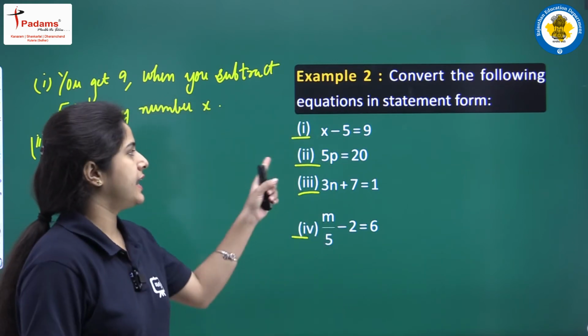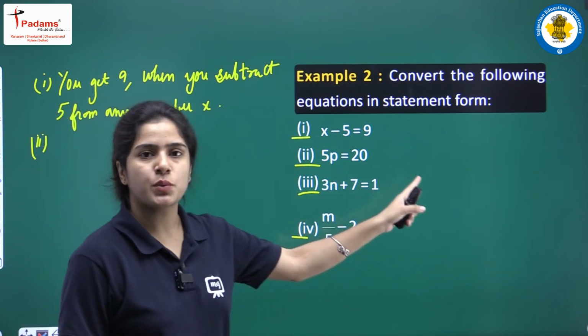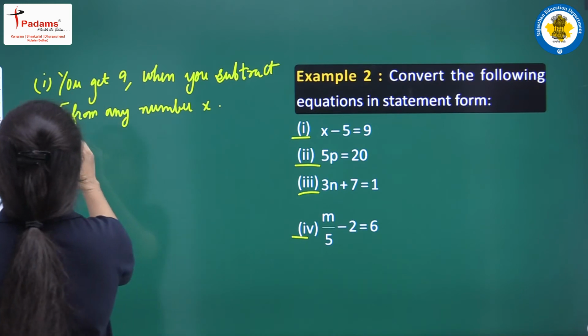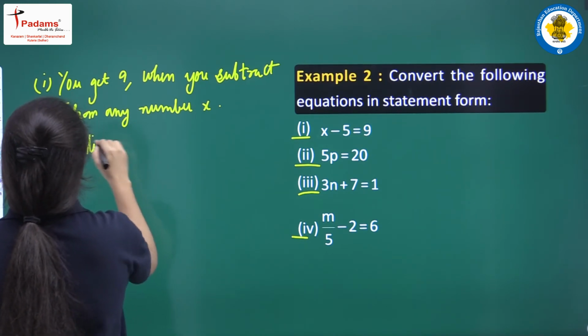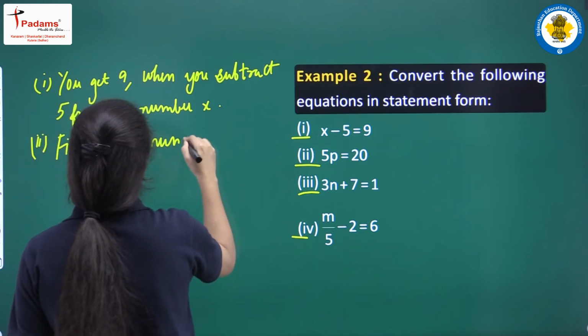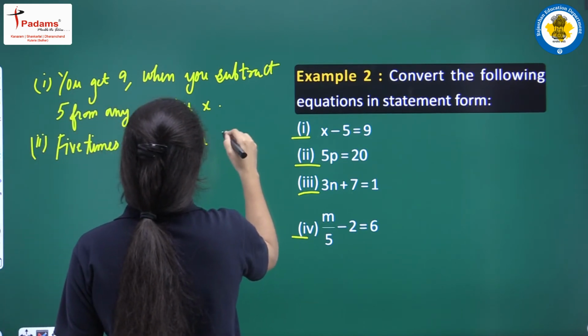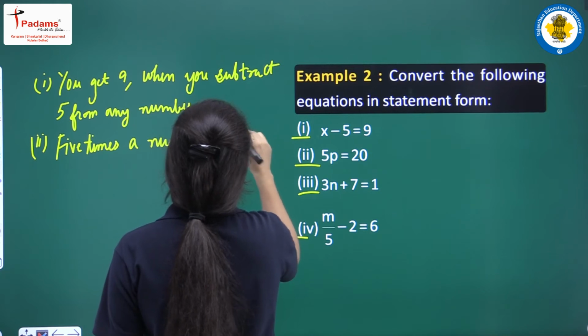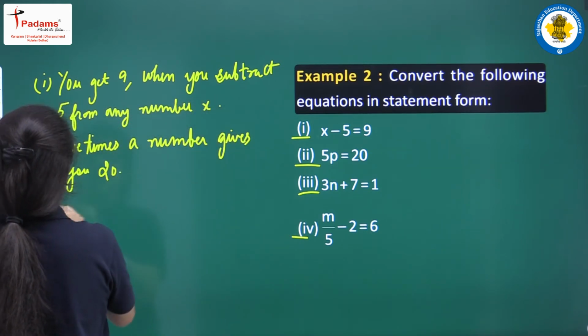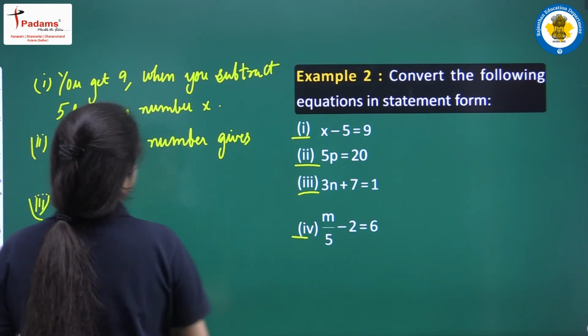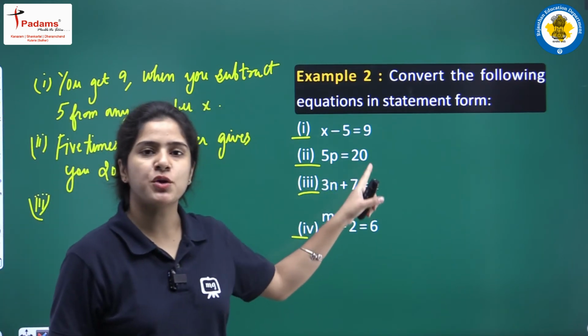Alright students, next thing, 5p is equal to 20. 5 times a number will give you 20.